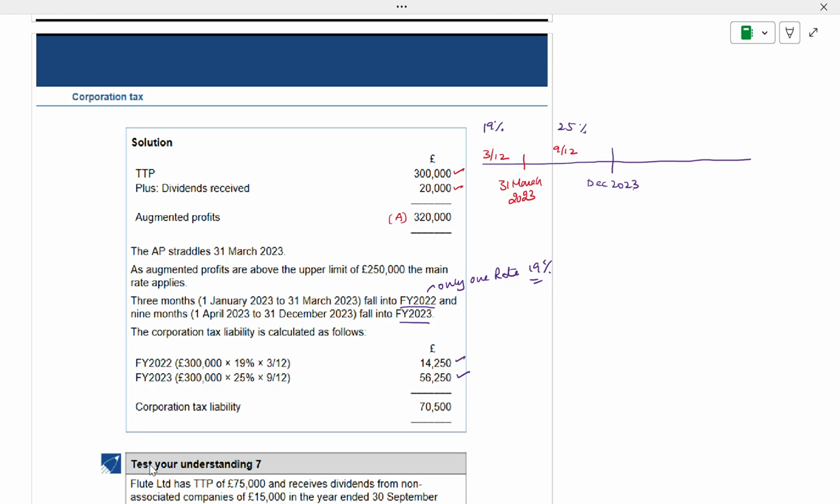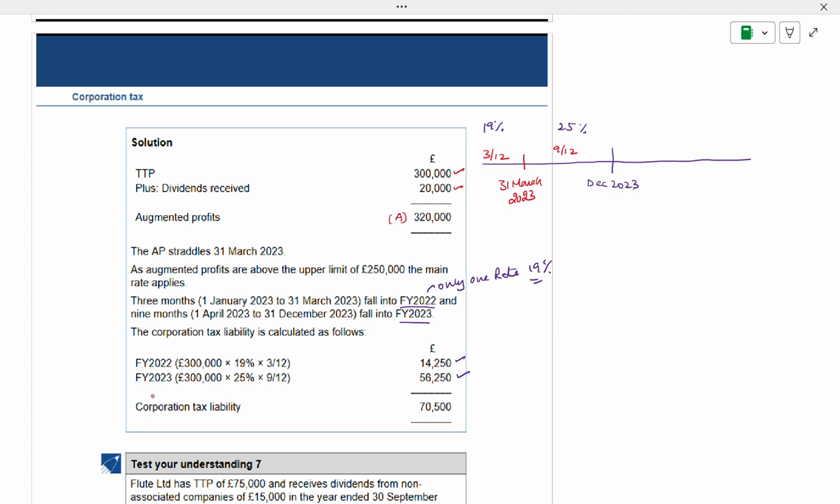it is only calculated for 9 months. The profit is taken for 9 months only, no? The 300,000 into 9 by 12 only will be calculating, right? Not for the whole 12 months. Three months fall in 2022, 9 months fall in 2023.